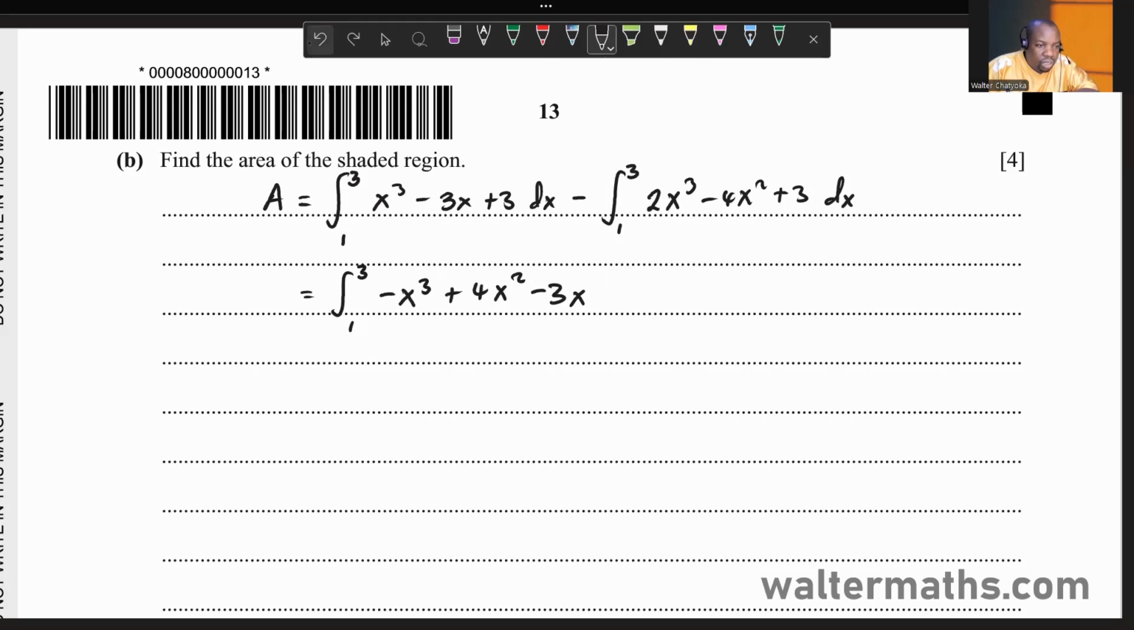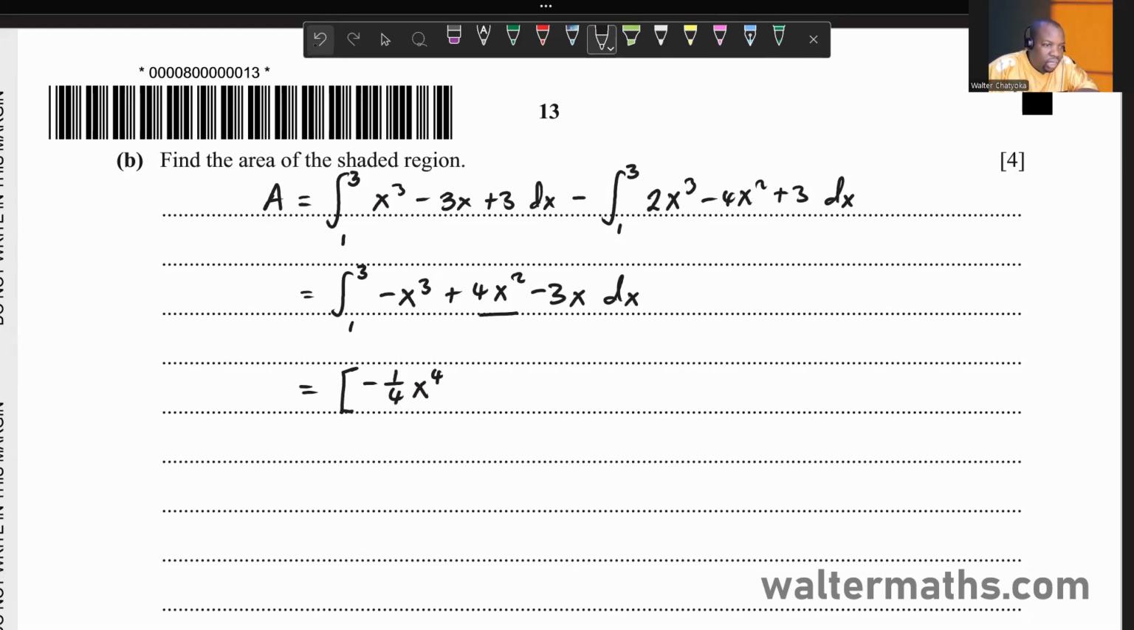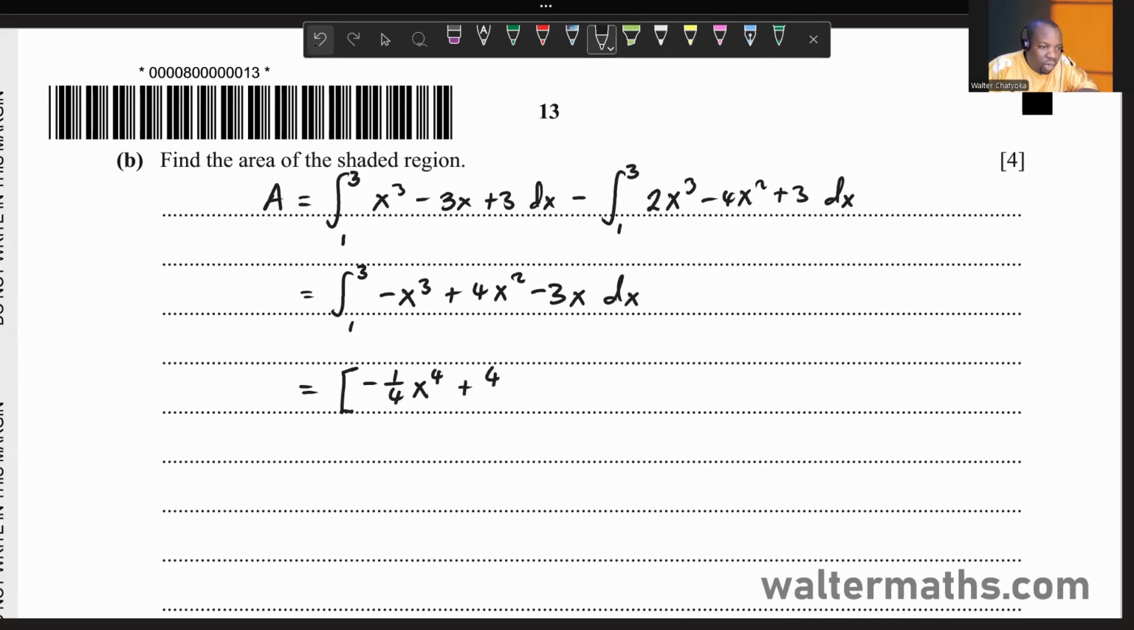All right. So that's with respect to x. Now we can integrate this, and that will be minus 1 over 4 of x to the power of 4. And integrating this, we get 4 over 3 of x cubed. Then for this, we get minus 3 over 2 of x squared. And that's from 1 up to 3.